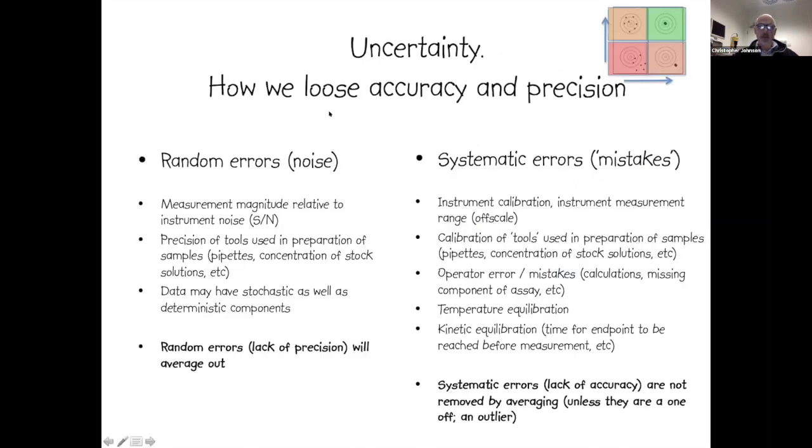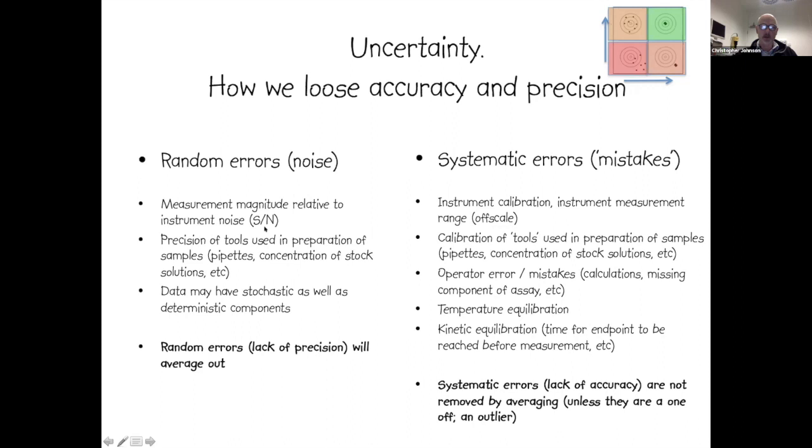So how does it come about that we end up losing accuracy and precision? There are two sources of errors within our data, and we can divide them up into those which we could consider as random errors, sometimes known as noise, and systematic errors, sometimes known as mistakes. In the case of random errors, we have a variety of reasons.